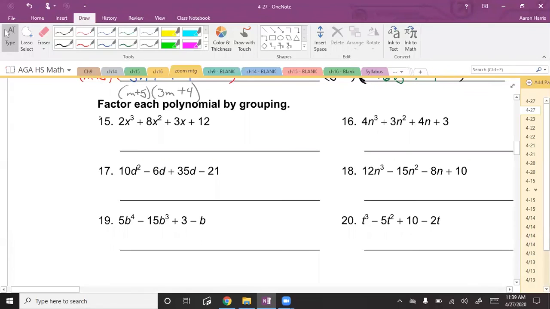So I'm going to do 15 and you're going to do 16, okay? And just follow along. The first thing I want to do, factor each polynomial by what?